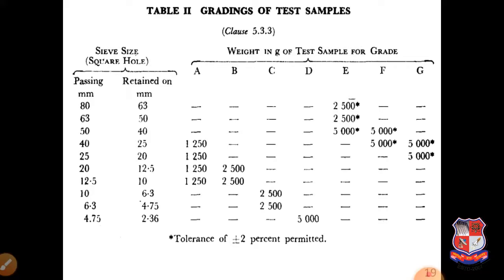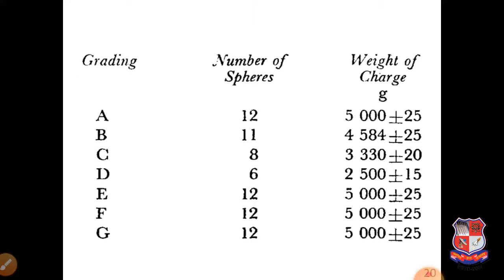In this manner, for different grading, we have to use different size aggregates, but the total weight is around 5 kilogram. For these gradings, number of spheres are different and the weight of spheres is known as weight of charge. For grading A, 12 spheres are used and weight of charge is 5000 gram or 5 kilogram. For grading B, 11 spheres. For grading C, 8 spheres. Grading D, 6 spheres. For E, F and G, 12 spheres are used.